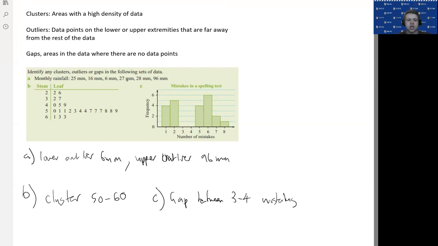So outliers, gaps, clusters, we need to be able to use this key terminology when we're describing the shape of a data set, whether that data is displayed as a list, whether it's a stem and leaf plot, whether it's a histogram or whatever kind of display, we need to be able to use this terminology.